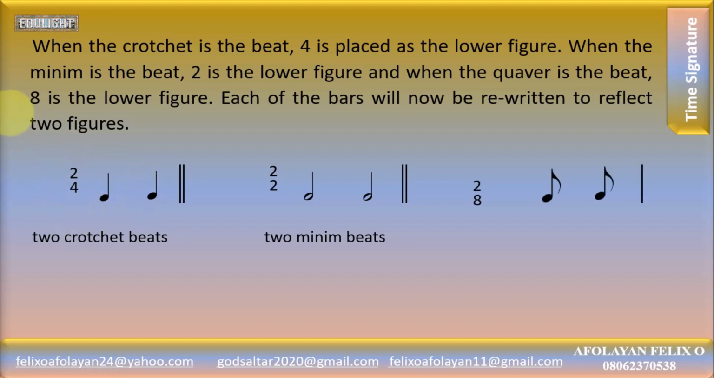Now 2 crochet beats in a bar. So this one is 2 minim beats in a bar. Remember that 2 as a value is representing minim. 2 minim beats in a bar. Why 8?